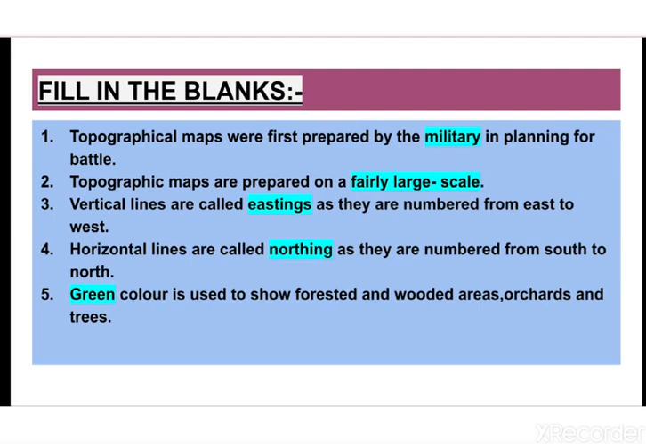So the topographical maps were first prepared by military in planning for battle. Question number 2, topographic maps are prepared on a fairly large scale. Number 3, vertical lines are called eastings as they are numbered from east to west. Number 4, horizontal lines are called northings as they are numbered from south to north. Question number 5, green color is used to show forested and wooded areas and trees.